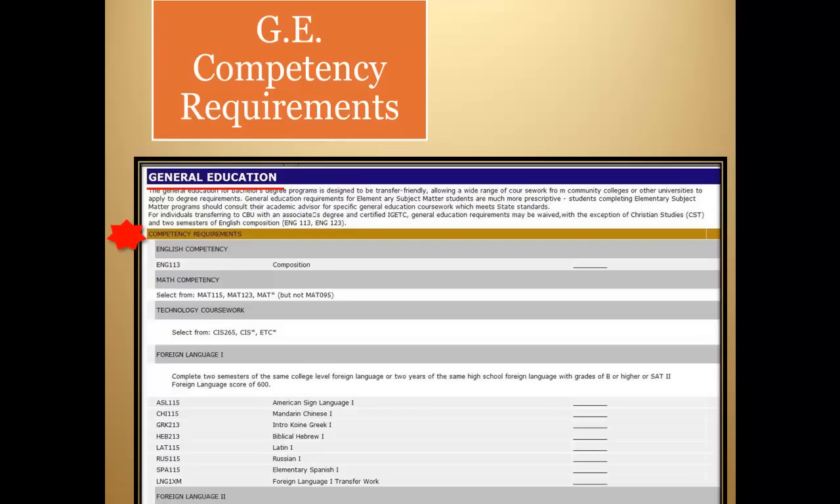The GE competency requirements ensure that students have skills in the areas of English, math, technology, and foreign language. The English competency requires English 113, which is composition, or its equivalent. For the math competency, the CBU course to satisfy this is Math 115, Intermediate Algebra, or a course that is higher. Math 115 has a prerequisite of Math 095, that's elementary algebra, or a passing score on that challenge exam. Students also need to meet the technology competency and 2 semesters of the same foreign language.